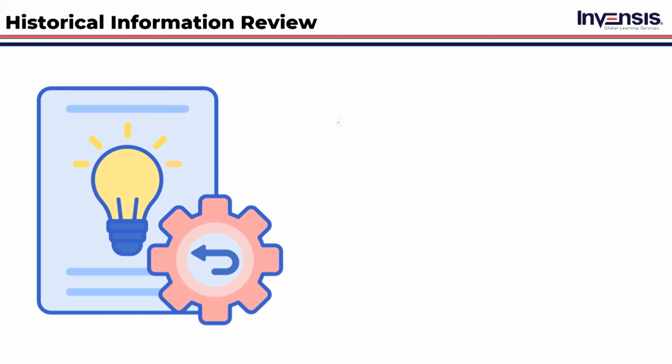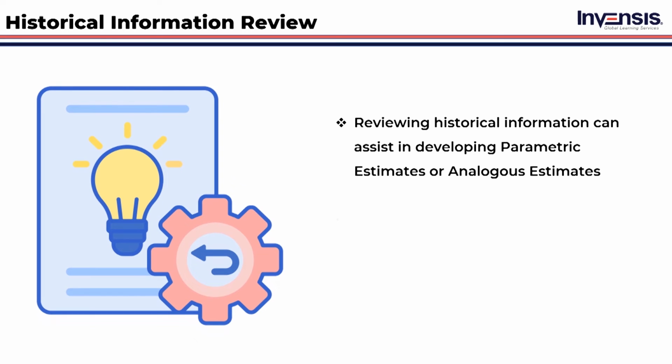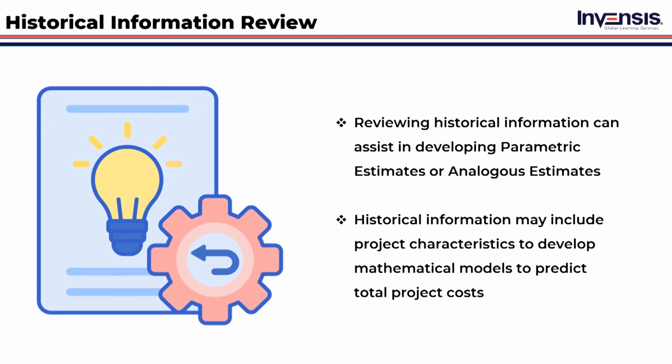The next technique in determining the budget is historical information review. Reviewing historical information can assist in developing parametric estimates or analogous estimates. Historical information may include project characteristics to develop mathematical models to predict total project costs. Thus, we can define a mathematical model to determine the budget.